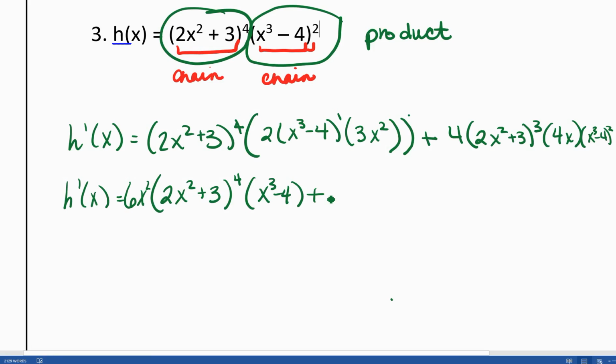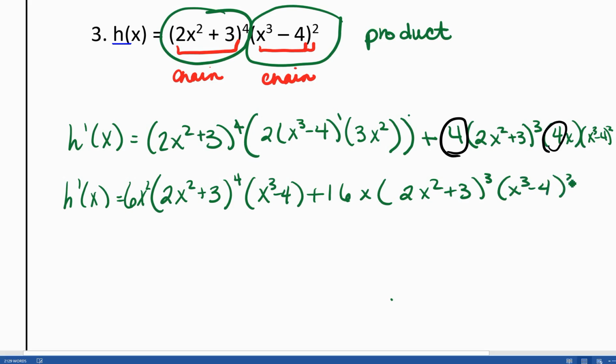Plus, now here the constants that we have a 4 and we have this 4x. So we could write this as 16x, so the 4 times the 4x, and then 2x squared plus 3 cubed times x cubed minus 4 squared.